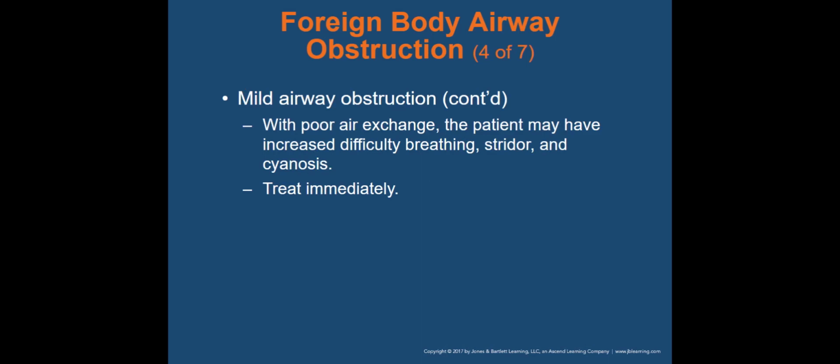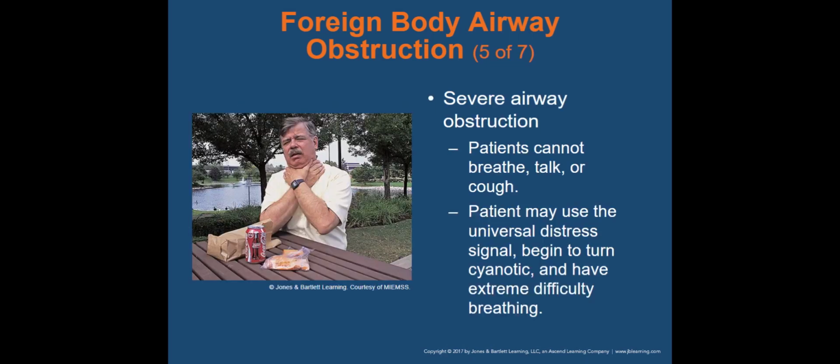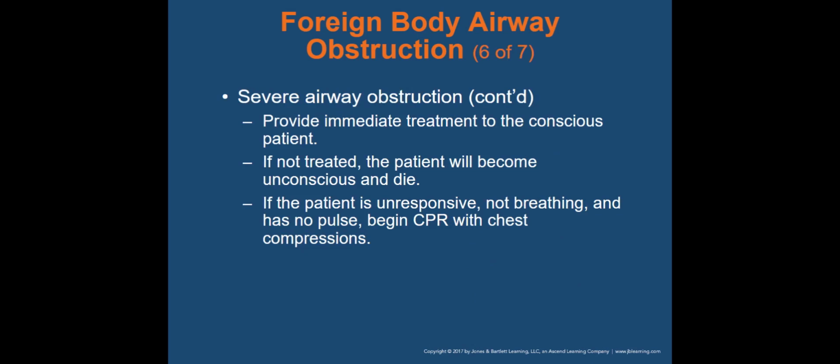With poor air exchange, the patient has a weak, ineffective cough and may have increased difficulty breathing, stridor, and cyanosis. Give high flow O2 while you try to encourage them to cough out the bolus. In severe airway obstruction, the patient has the universal choking sign, they can't breathe, talk, or cough. This patient really does need quick intervention, and you need to start providing what we have always called the Heimlich maneuver. If the obstruction is not cleared quickly, the amount of oxygen in the patient's blood will decrease dramatically.